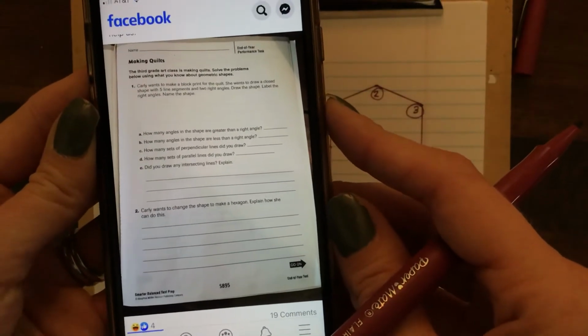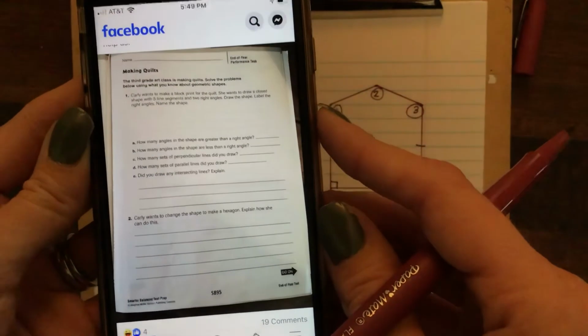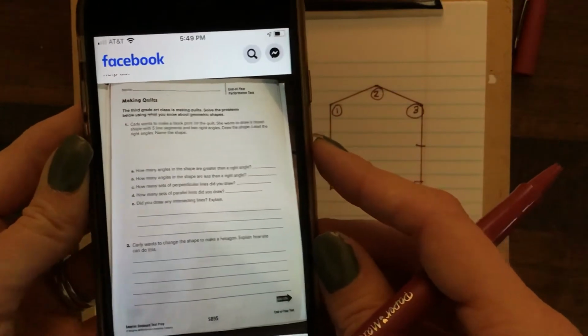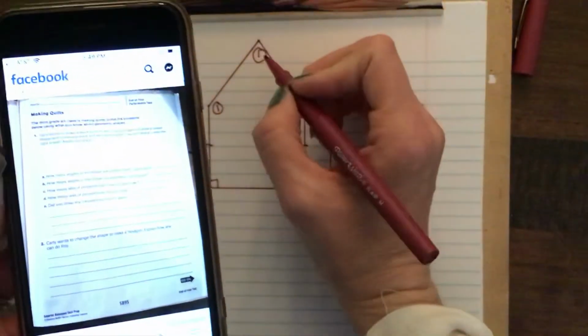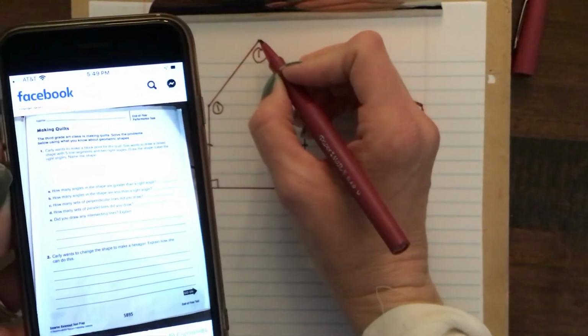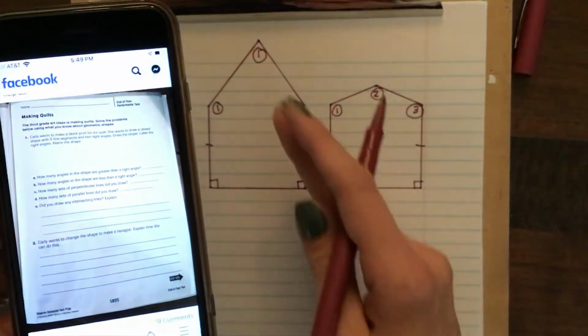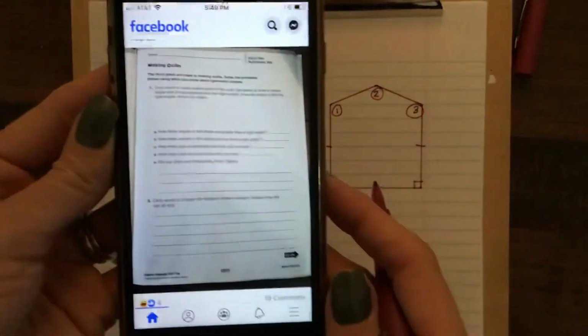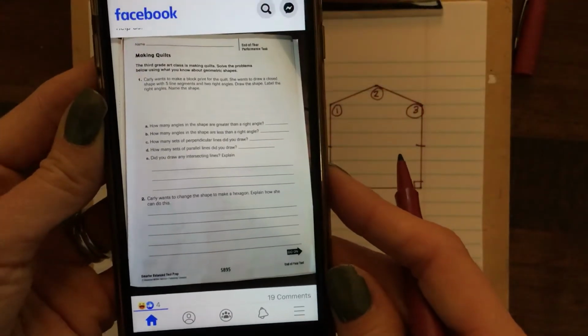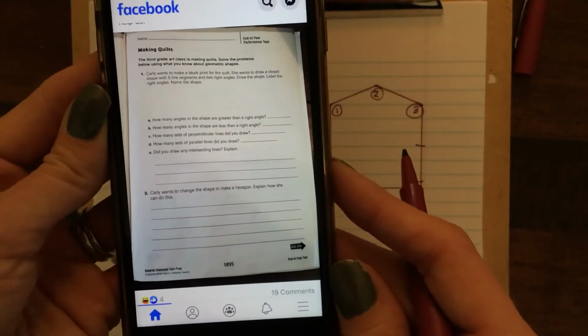Did you draw any intersecting lines? Well, that's a complicated question because we've used line segments. So they meet at a point, but I wouldn't necessarily call them intersecting because that would imply that they go through each other. That one would be a challenging question to answer.